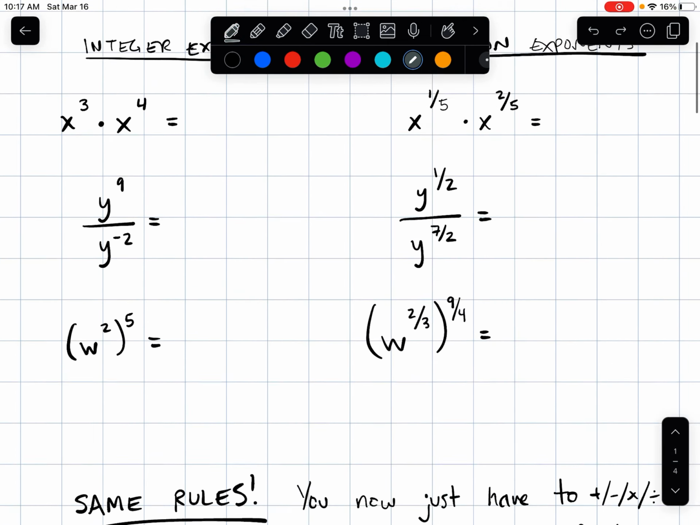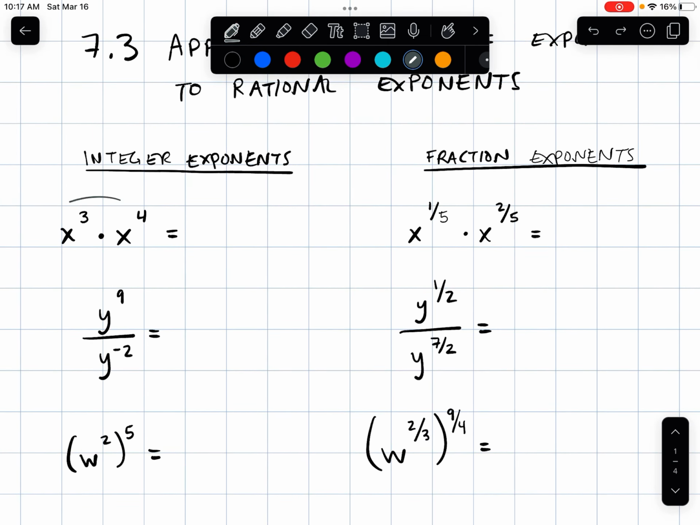All right, so we're really going to do these same types of problems, just now we're dealing with fractions. So I know for this first one here, x cubed times x to the 4th, I add the exponents, so that's just x to the 7th. So here I do the same rule, I have to add these together. This would be x to the 3/5 power. That's it. Here I know I'm going to have to subtract the exponents whenever I divide powers. So this would be like y to the 9 minus -2, and that's the same thing as y to the 11th power.